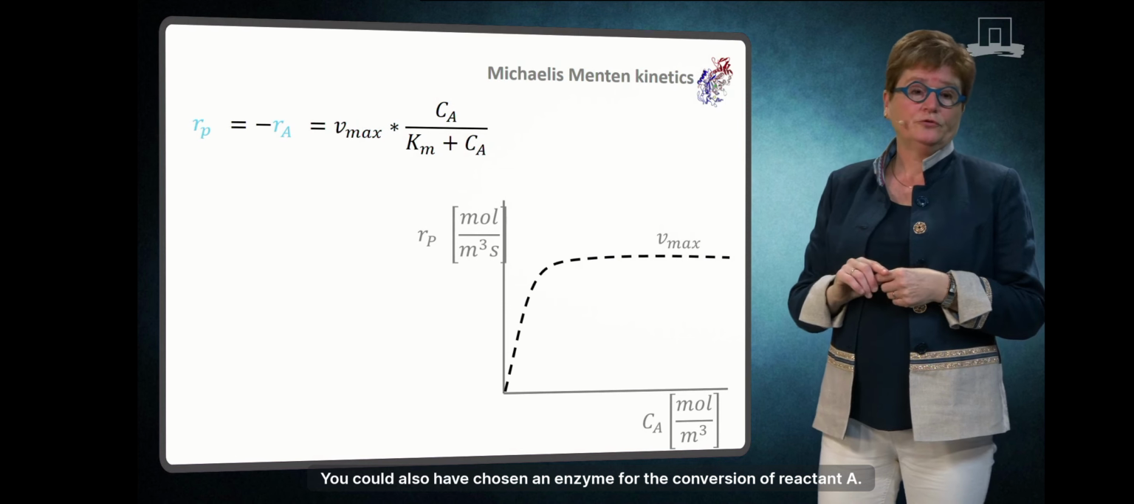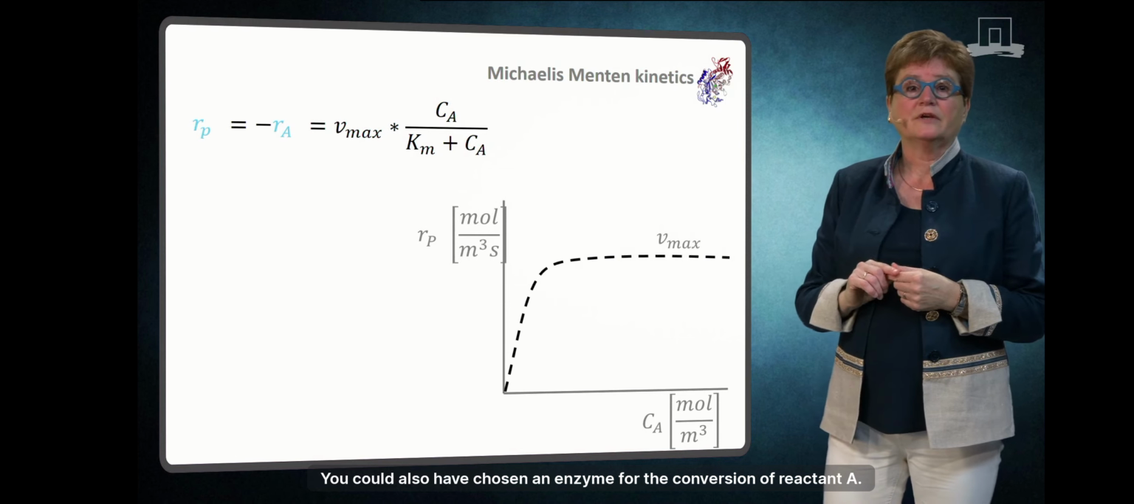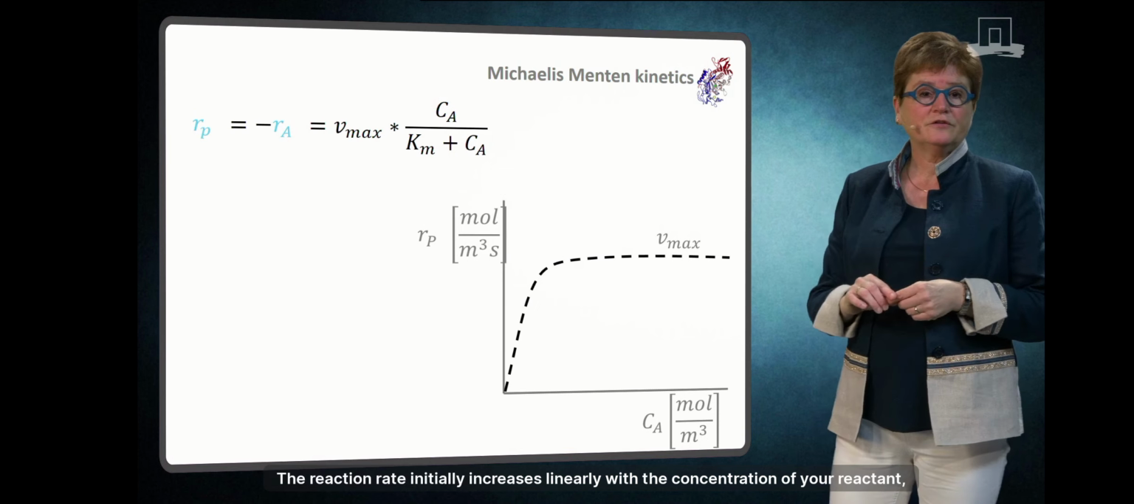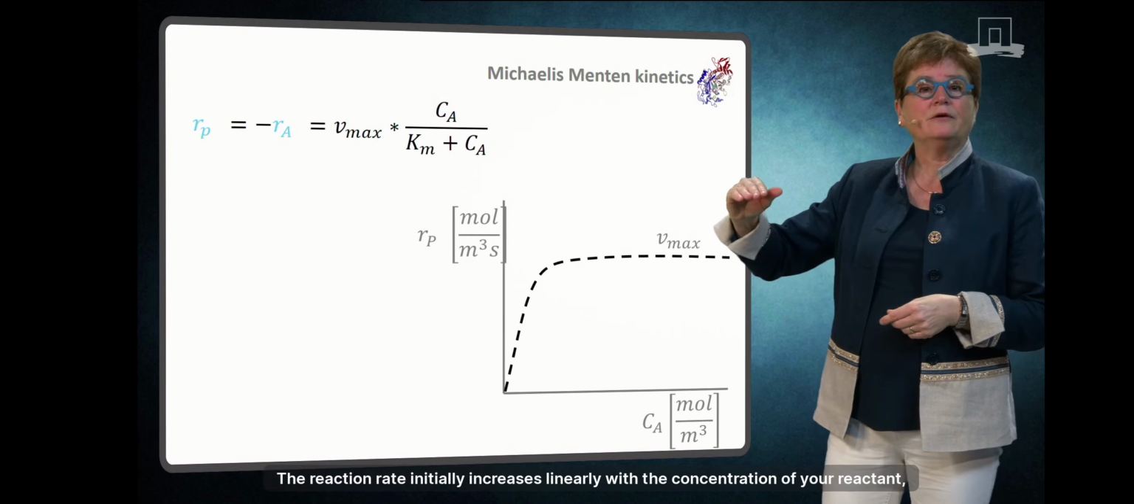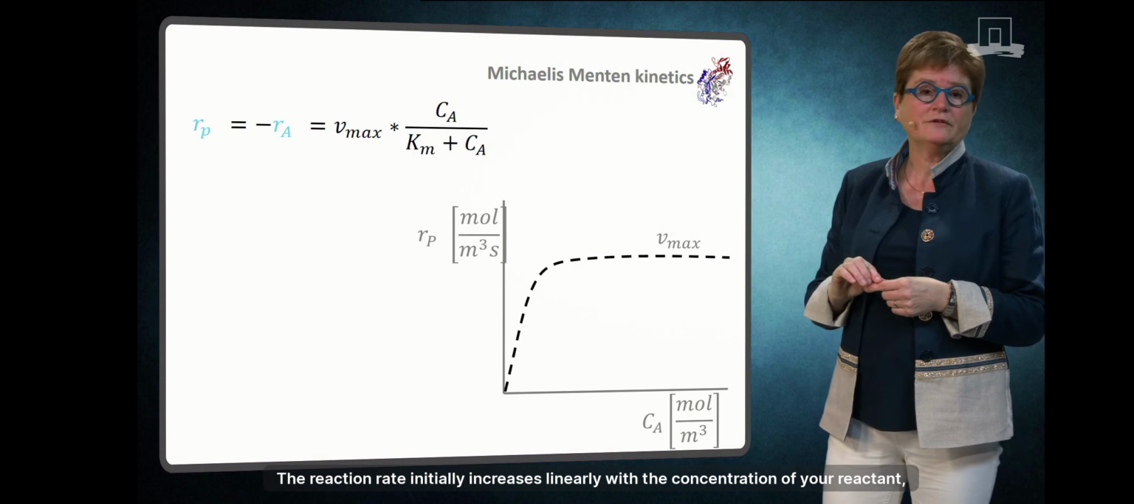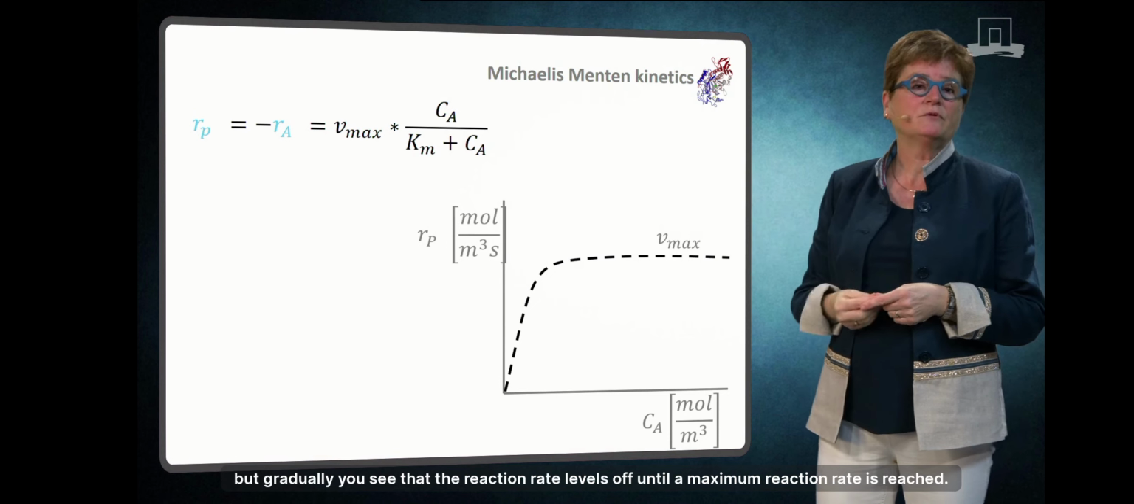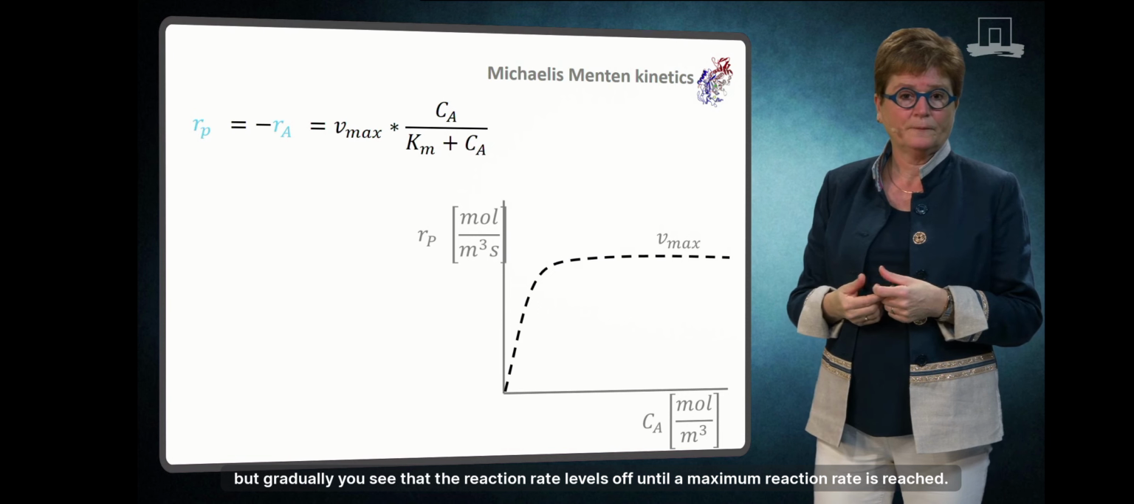You could also have chosen an enzyme for the conversion of reactant A. Enzymes often follow Michaelis-Menten kinetics. The reaction rate initially increases linearly with the concentration of your reactant, but gradually you see that the reaction rate levels off until a maximum reaction rate is reached.